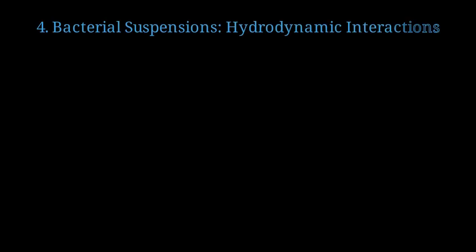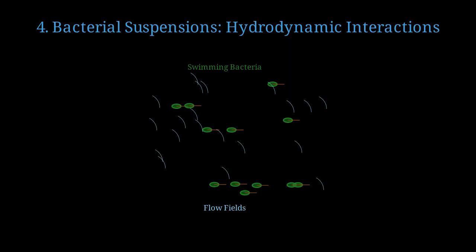Fourth, bacterial suspensions. Motile bacteria like E. coli swim by rotating their flagella, creating complex hydrodynamic flows in the surrounding fluid. Bacteria generate forced dipole flow fields. A bacterium pushing fluid creates a far-field flow that affects other bacteria asymmetrically depending on their relative orientation and position.